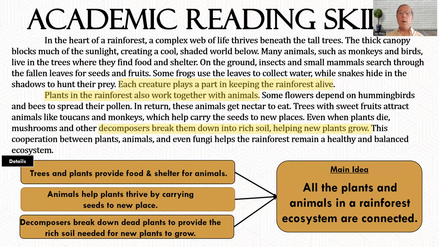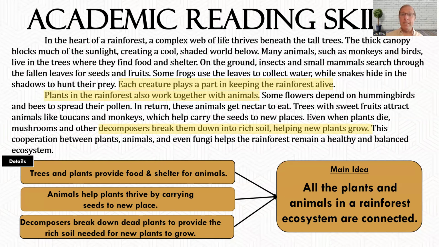Now, if I wanted to think critically about this passage, I might say, I wonder what would happen if one element of this ecosystem was removed. What would happen if we took away the plants? Well, that would be problematic, right? If we took away the plants, some of these animals might not have food.